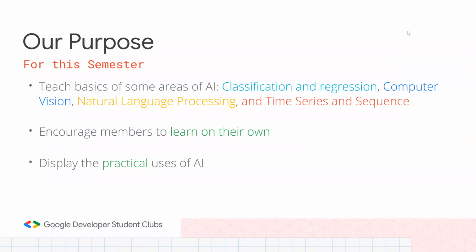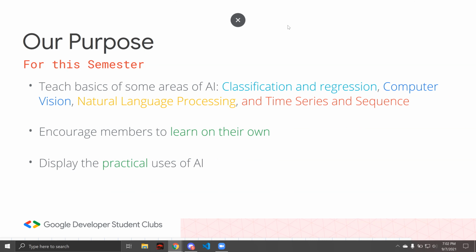Here at the AI developer community, we have 3 goals for this semester. We're going to be teaching you the basics of some of the areas of AI: classification and regression, computer vision, natural language processing, and time series and sequence data.